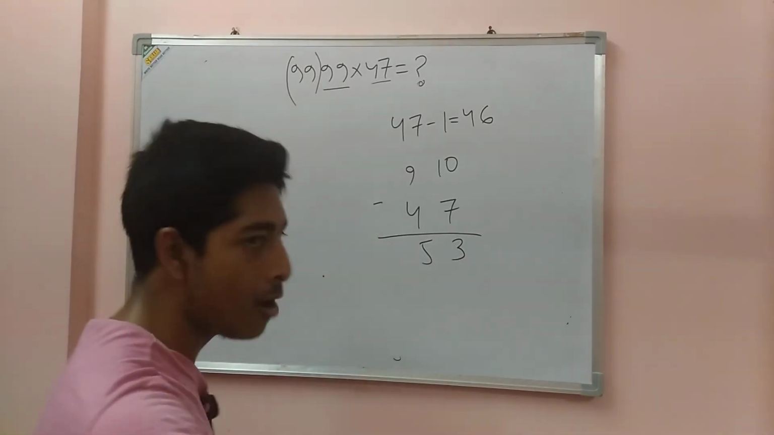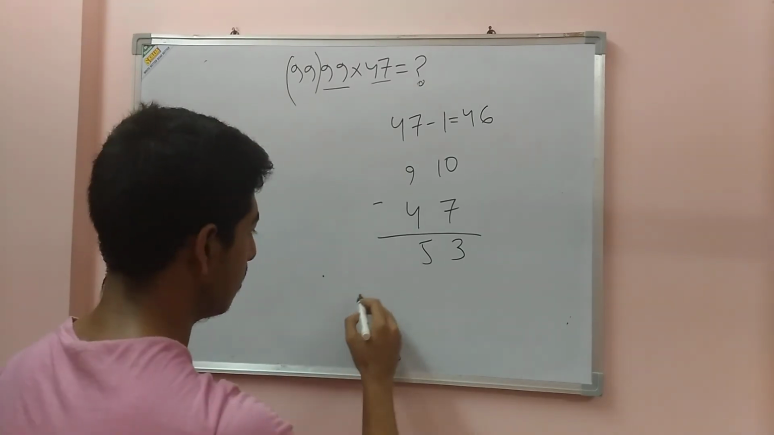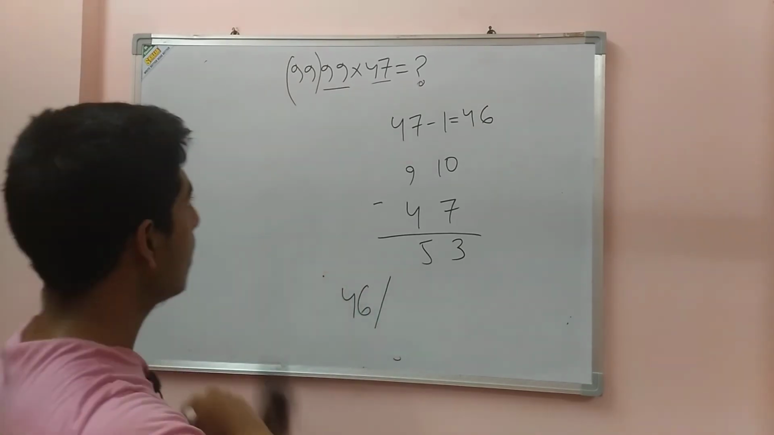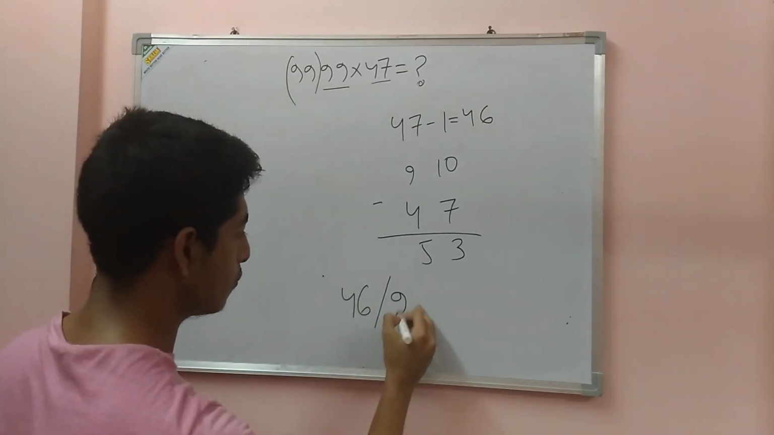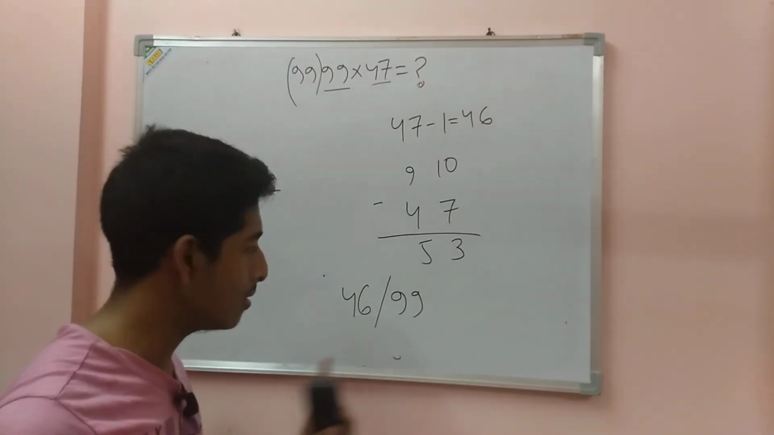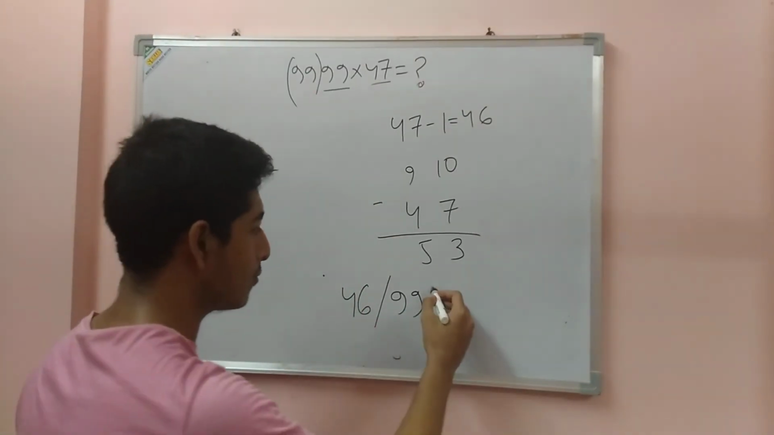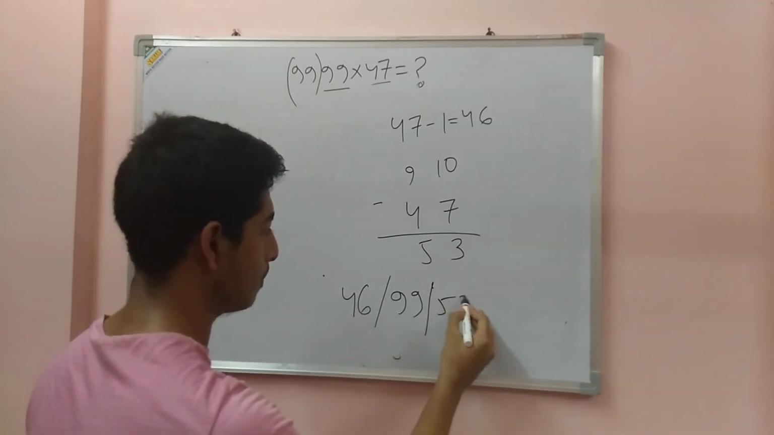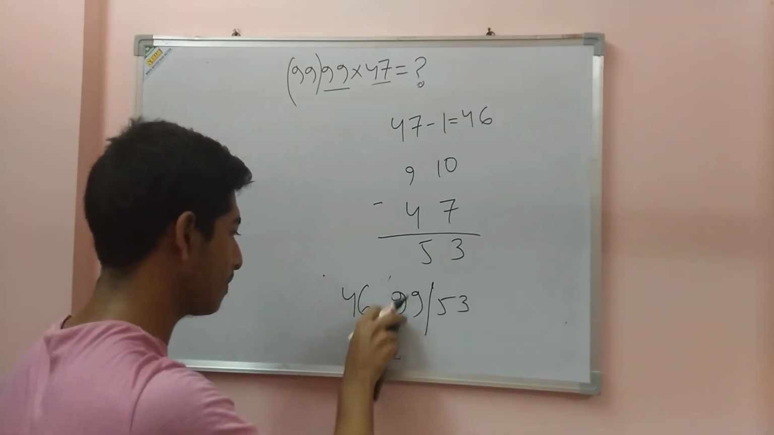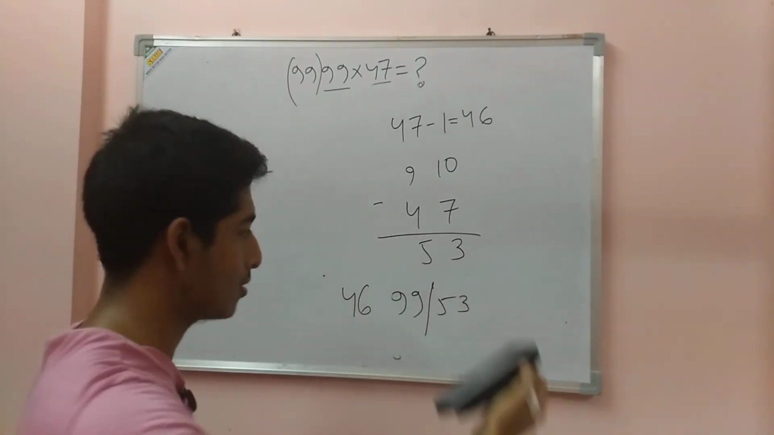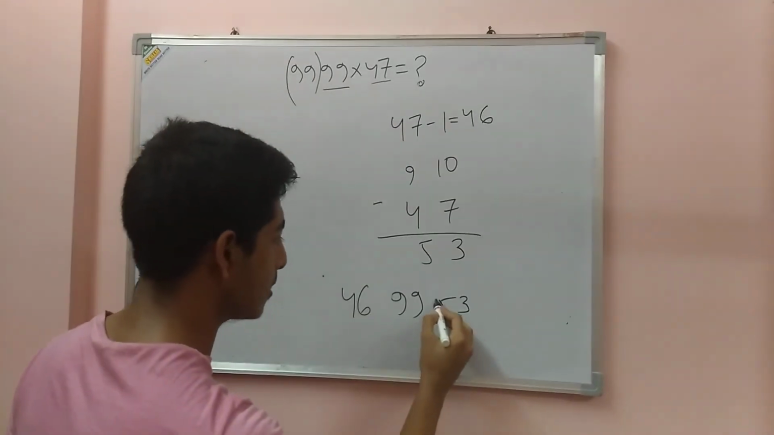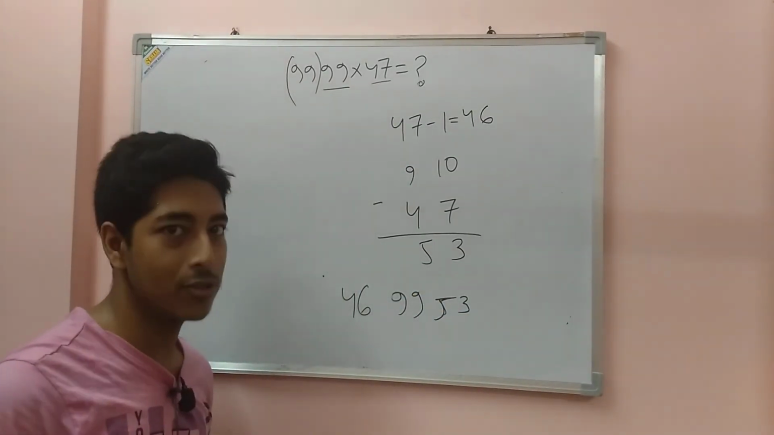That's it. Now for the final part of our answer, write this one first, put a slash, and then put those extra nines which we picked out in the very beginning. These are the extra nines. We have 2 extra nines here. We put these 2 extra nines here, and after another slash, put this number. And for the final part, remove the slashes, or you can not use slashes at all. Okay. We have this as our final answer, 469953.